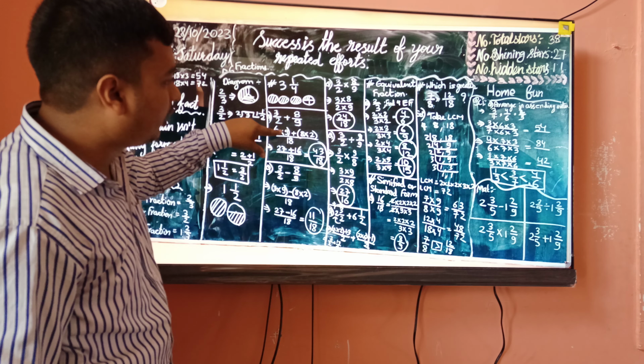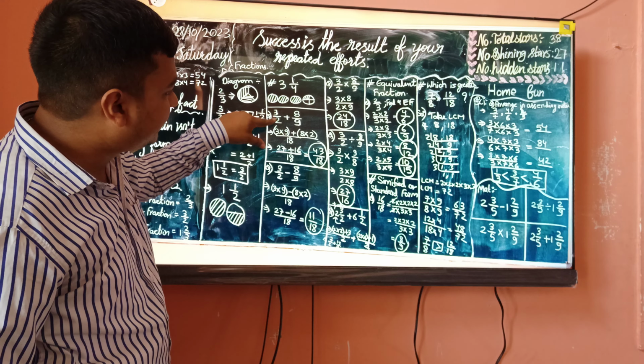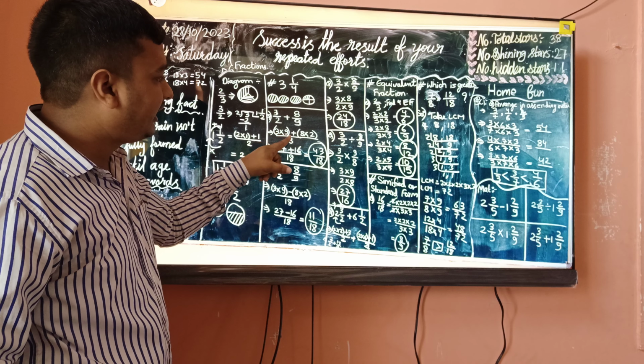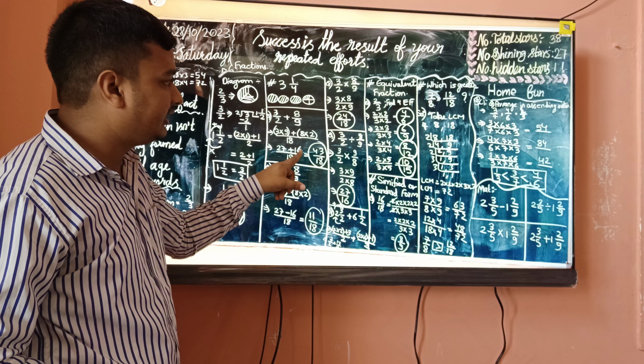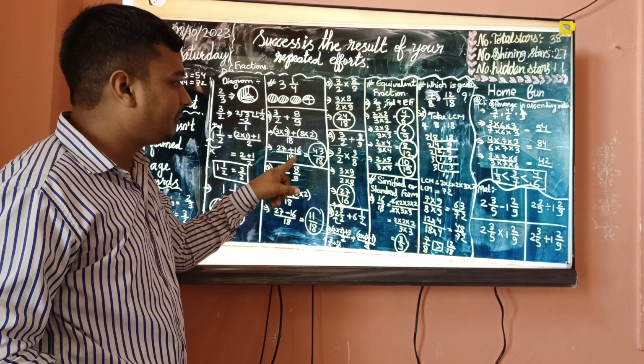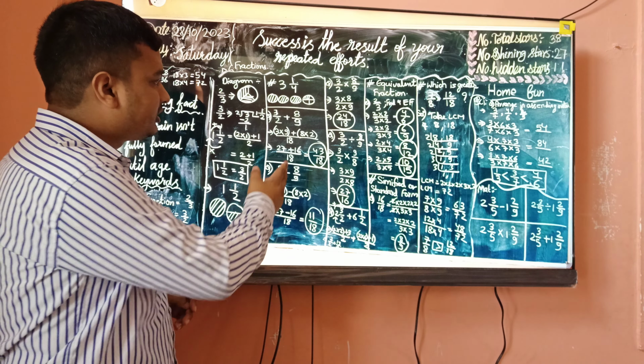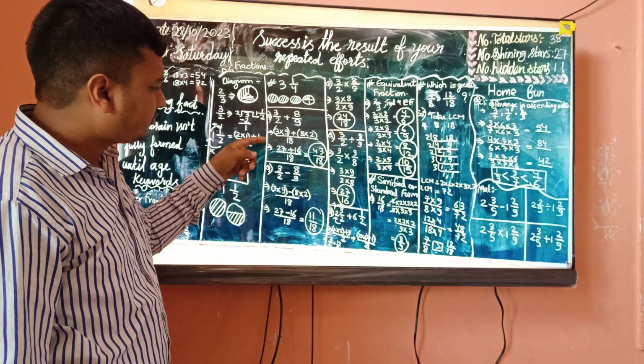Again I am repeating. 2 times 9 is 18, so 3 into 9. 9 times 2 is 18, so 8 into 2. 9 threes are 27, 8 twos are 16. So 27 plus 16 by 18, which is 43 by 18. I got the answer. Now the same question, but I am taking the negative now.